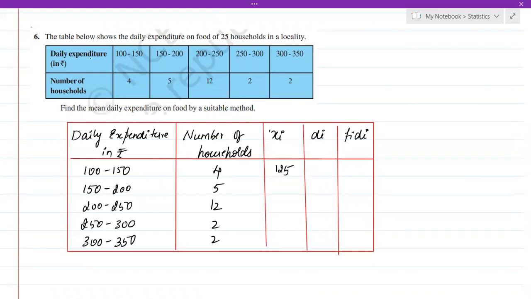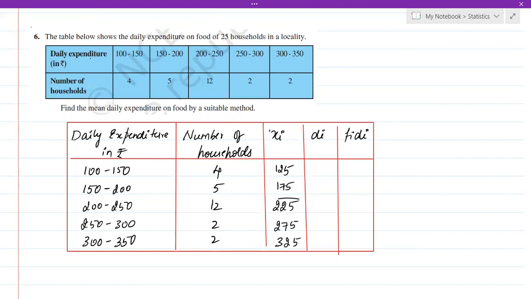Then the next value between 150 and 200, the middle value is 175. Now whatever the difference here, the difference is 50, right? 100 to 150, 50 is the difference. 150 to 200, 50 is the difference. That difference, you just keep adding. So 125 plus 50, 175. 175 plus 50 is 225. 225 plus 50 is 275. 275 plus 50 is 325.